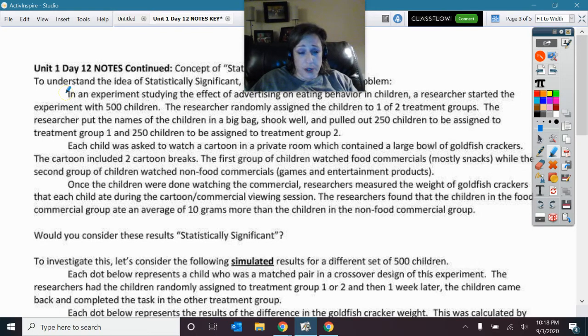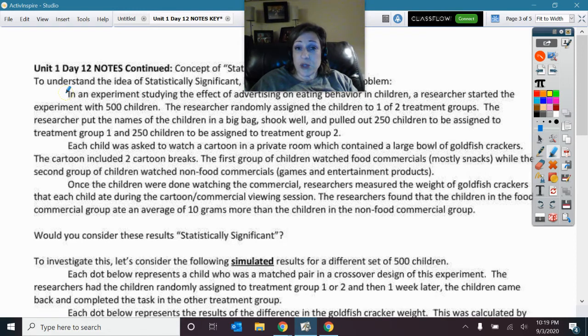So here's what those treatments are. Each child was asked to watch a cartoon in a private room which contained a large bowl of goldfish crackers. The cartoon had two commercial breaks in it. The first group of children watched food commercials about snacks, while the second group of children watched non-food commercials such as games, entertainment products, and so on.